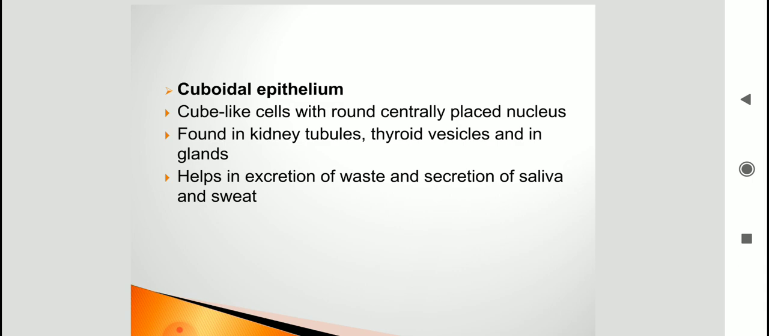Okay, so they help in excretion of waste, since they are found in the kidney tubules, and you all know what is the function of kidney. Plus we are finding them in the glands also, so they have their function in excretion and secretion of saliva, sweat, etc.